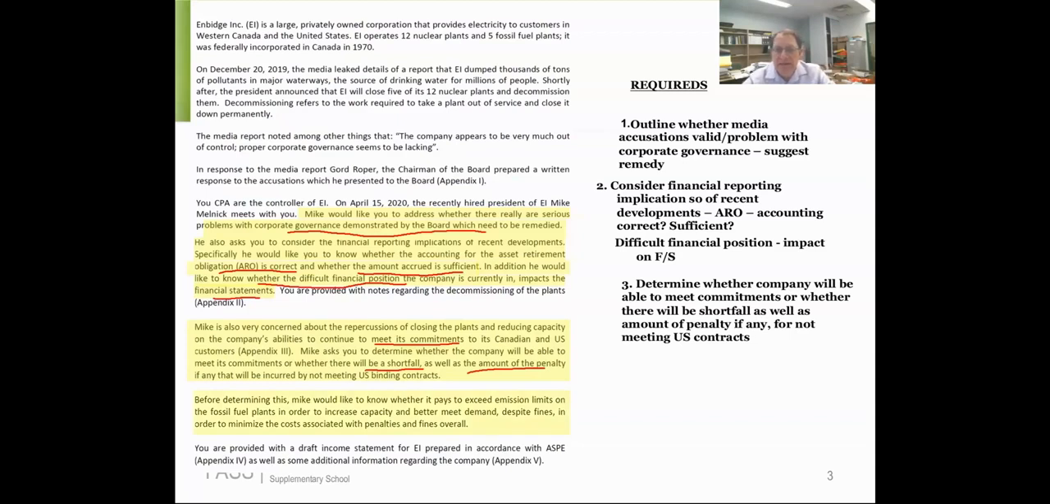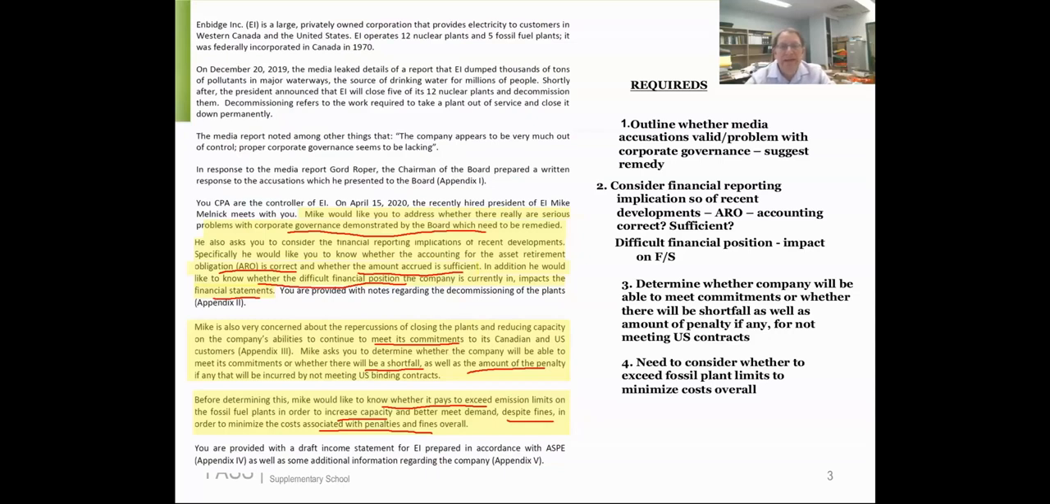That's when we're getting into numbers. Before determining this, he'd like to know whether it pays to exceed emission limits. Maybe it's better to exceed them in order to increase capacity and better meet demand, despite the fines, but that'll still minimize the penalties and the fines overall. Okay, that sounds like it's numerical also. Everyone good?